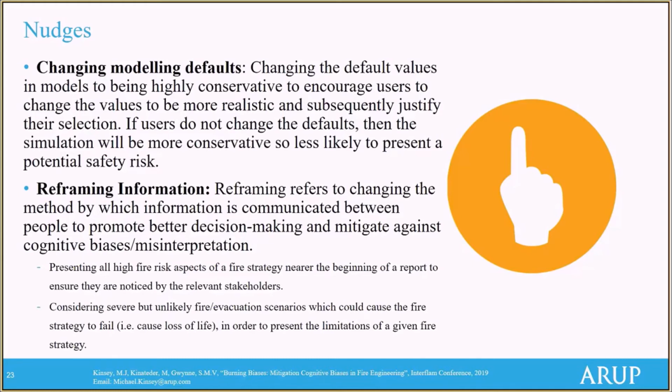We can also look at reframing information, and this refers to changing methods by which information is communicated between people to promote better decision making and mitigate against cognitive biases. In fire engineering, we often write fire engineering reports with all the requirements of different disciplines, and say this is what you need to do, this is why it's okay. But maybe we could be thinking about presenting some of the issues with your fire strategy, some of the potential high fire risk items, nearer the top, so that it reframes the information to highlight some of the risks with the design. It may also be an idea, certainly in fire engineering, to consider severe but unlikely fire evacuation scenarios, which could cause what you've developed to fail. Again, this reframes the information: rather than a bias of this is why our design is okay, it's our design is okay, but these are some of the things you need to think about.